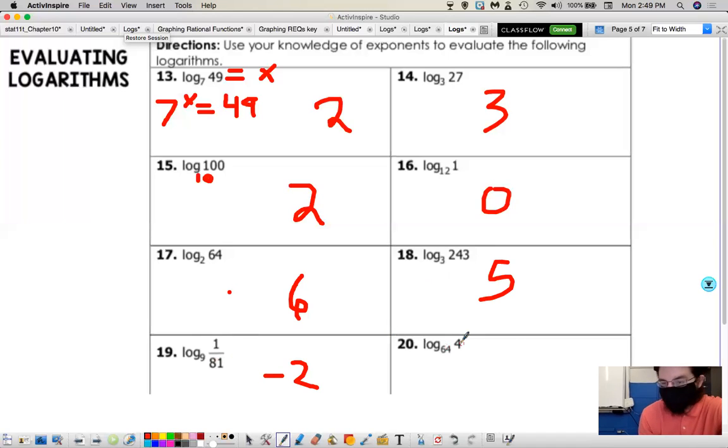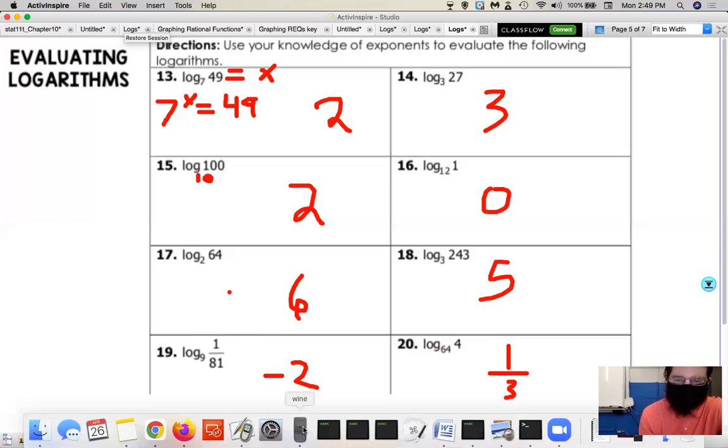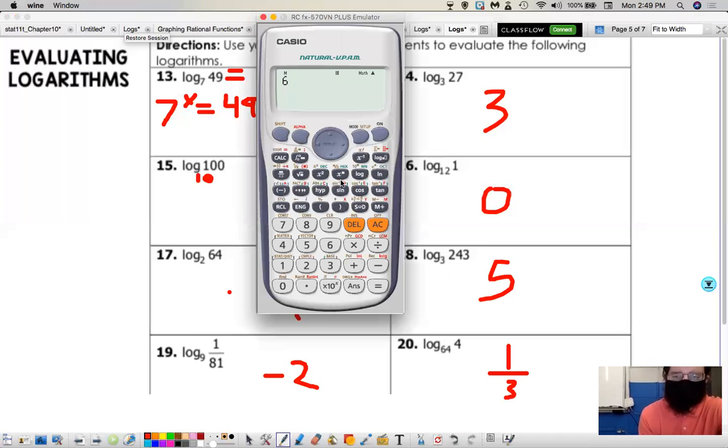64 to 4, that's getting smaller, so I need a fraction. The cube root of 64 is 4 because 4 to the third is 64, right? That's a third. You can check it out if you don't believe me. 64 to the 1/3 power, sure enough, is 4.